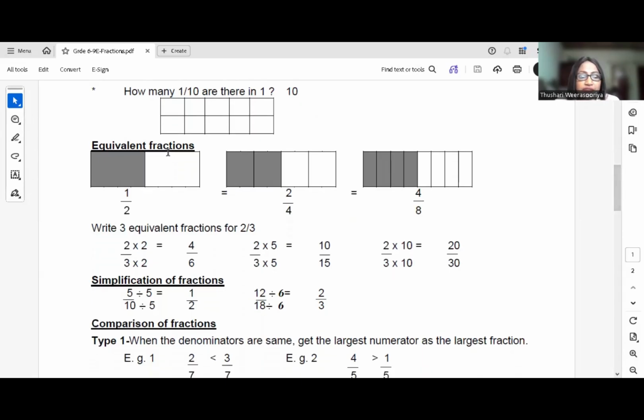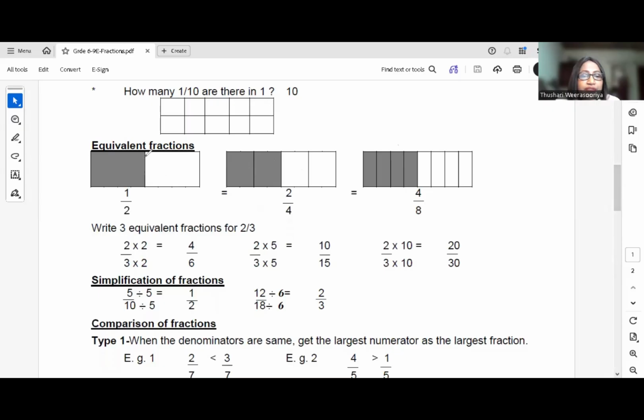Equivalent fractions. Actually, the meaning of that is equal fractions. We call that equivalent fractions. Equivalent fractions means some fractions are equal to each other, but we can see the appearance in a different way. Right? Now look at this example. Assume that there are 3 cakes. 3 cakes on the table.